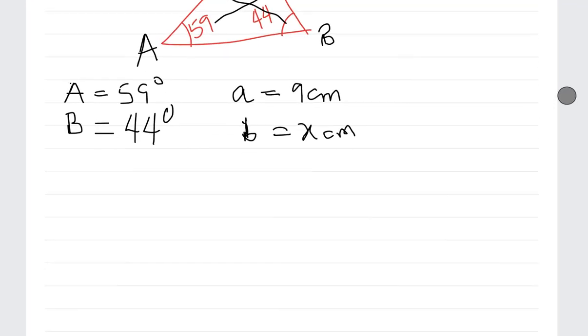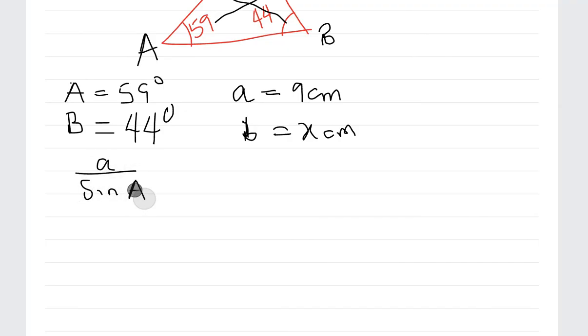All right, so now work with me. The formula says what? A over sine A equal to what? B over sine B. Are you seeing that now? So what would that be?